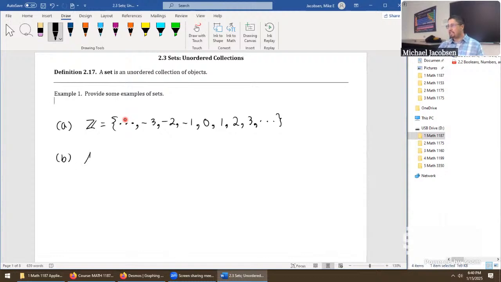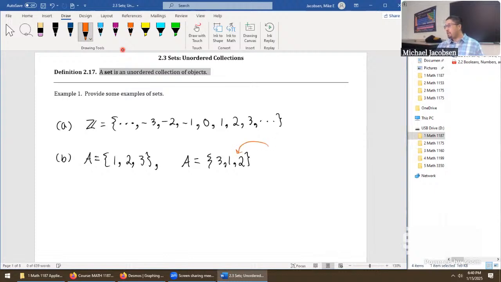Other sets could be just simply things like this. A equals 1, 2, 3. And it's a perfectly good set in its own right. Things that are interesting again is that a set is an unordered collection of objects. And so we can also say A is also equal to 3, 1, 2. The order you write down the elements in your set A is totally irrelevant. All that matters is what is inside the set. And the things inside the set are referred to as the elements of the set.